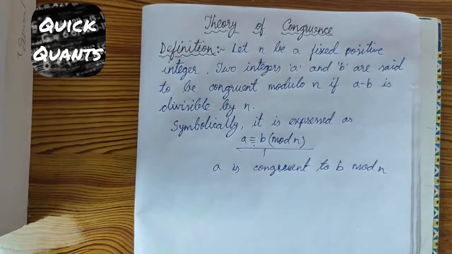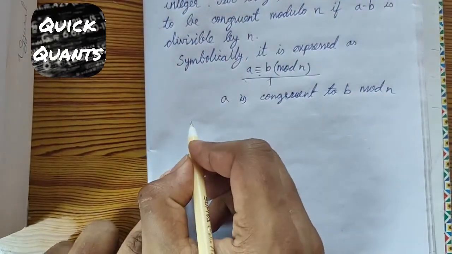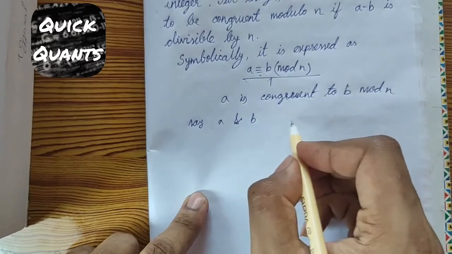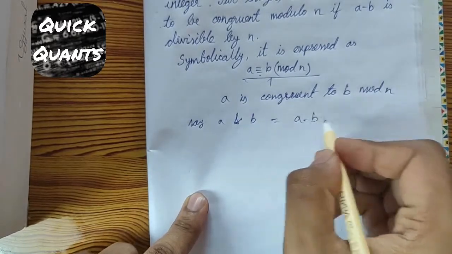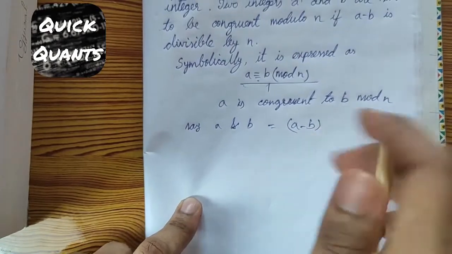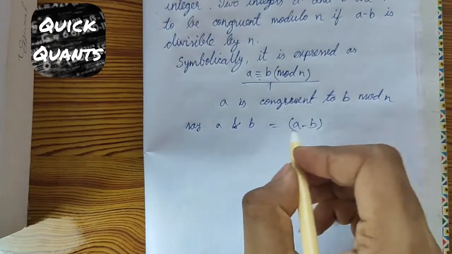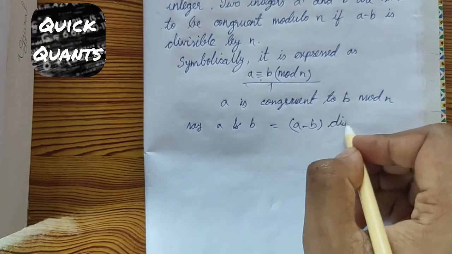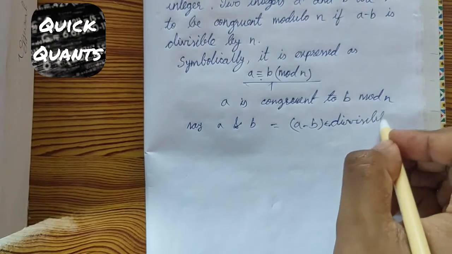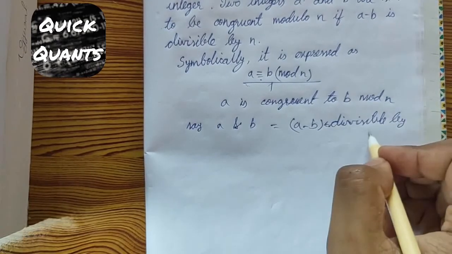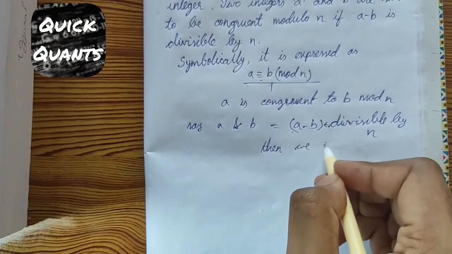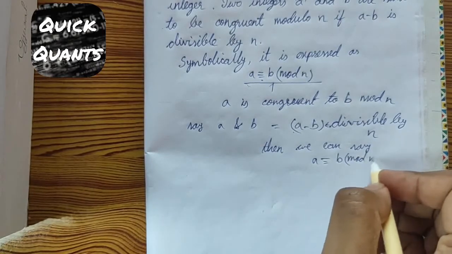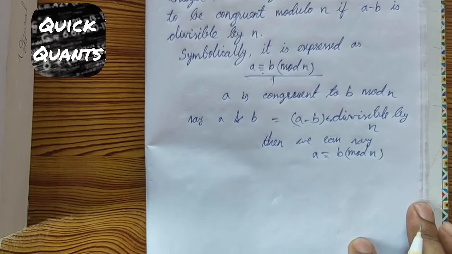So what does it mean? It means if we take two numbers, say a and b, and if we subtract them, we get a minus b, and if this a minus b is divisible by n, then we can say that a is congruent to b mod n. Okay. Now let's see an example.